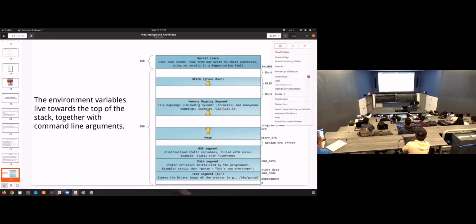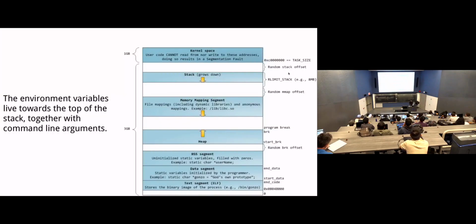So those are environment variables. Why do we talk about this? Because this gives us a way to inject some data into a process address space. You can inject something malicious there. We are going to use that technique later.